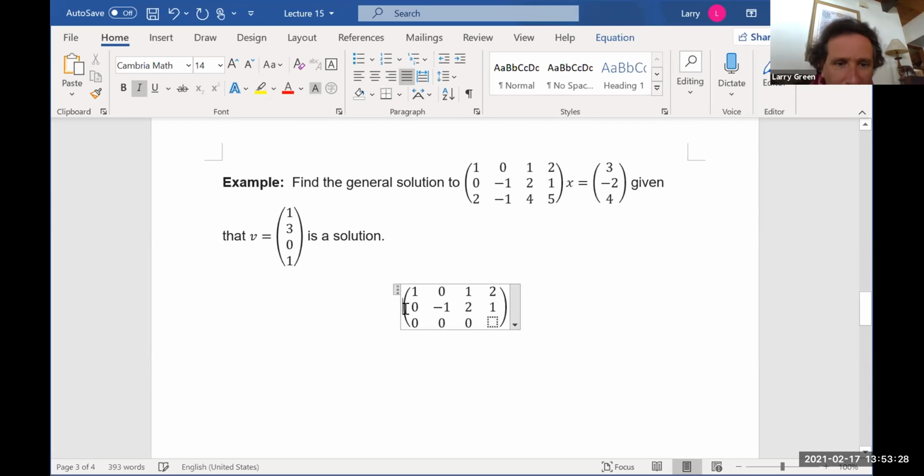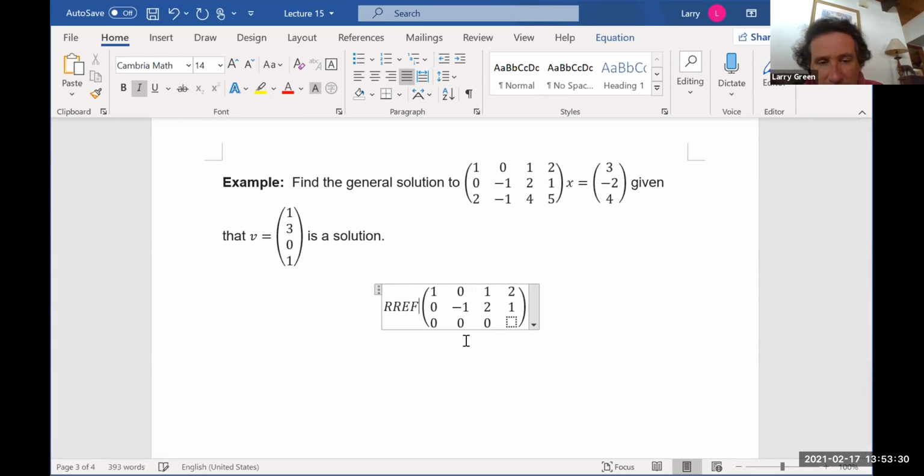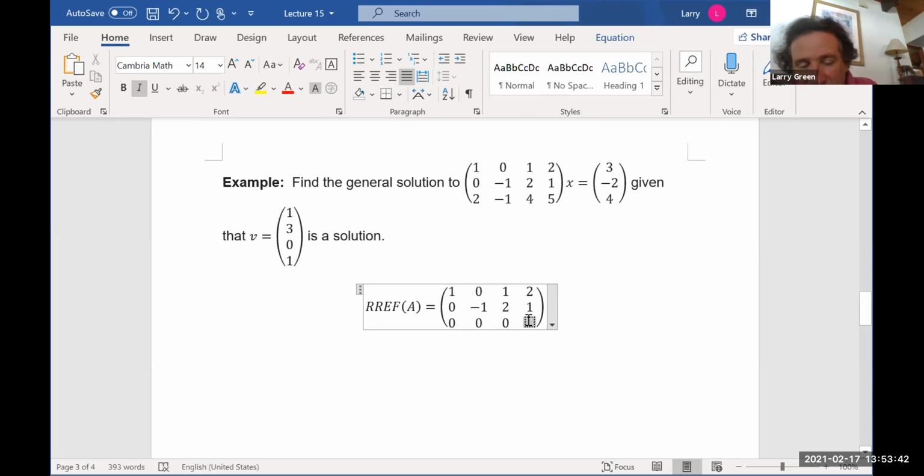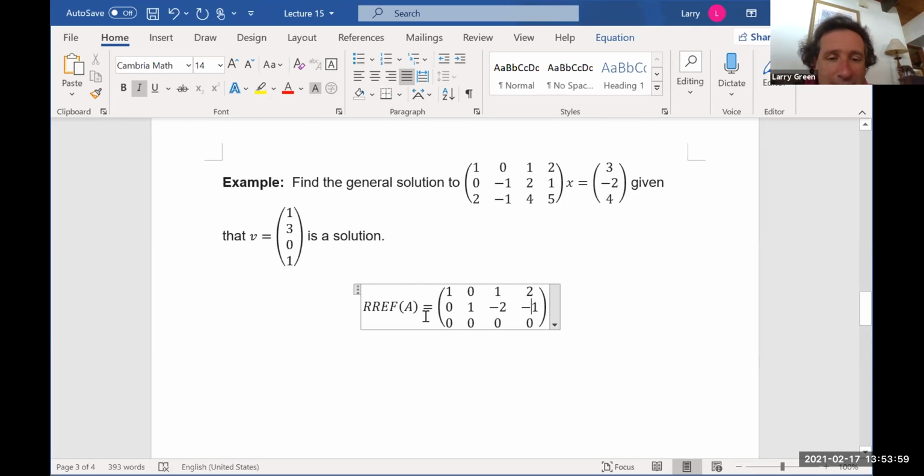And I guess I should write RREF so you know what I'm doing. RREF. I'm going to call it A, the matrix A that corresponds to the T transformation. And then I'm going to multiply the second row by -1. I could use Symbolab too, but this was faster actually. Any questions so far? Okay, once we've RREF'd it, then what do we do?